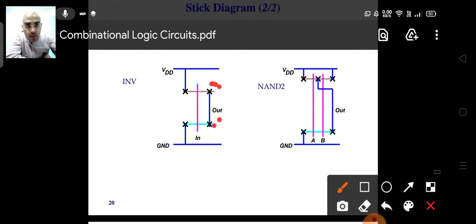And now you see, from this intersection you can take the output. Here you can take the output, and from here you can apply the input. In fact, you can apply it here also. Wherever you apply it, if the input is applied to the polysilicon, then it becomes the input to the whole inverter. So this is the stick diagram for your simple CMOS inverter, okay.